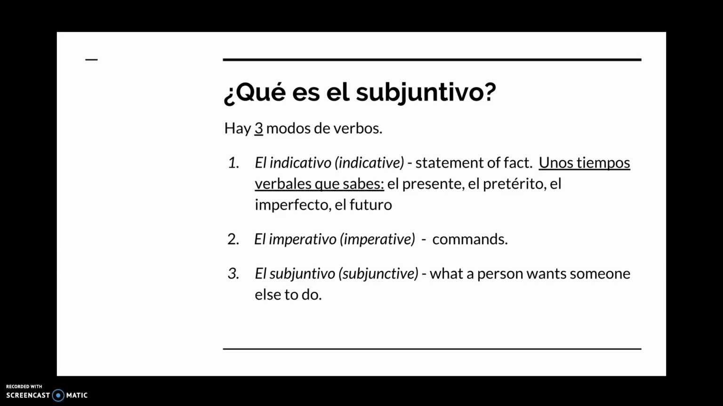Today we're going to be working with el subjuntivo, or the subjunctive. And we use the subjunctive to talk about what a person wants someone else to do. The rules for when we actually use the subjunctive, applying them, are something we'll deal with in a few days next week. But first we want to make sure that you have a little bit of practice forming these verbs in this very different verb mood and getting a little bit comfortable with it, okay?